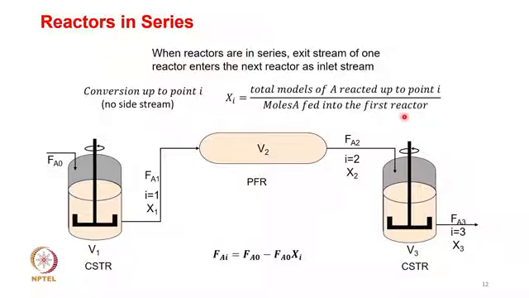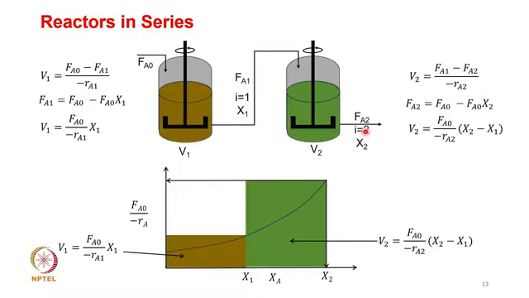At every point, you may write FAi is equal to FA0 minus FA0 times Xi. Looking at this particular equation, at any point FAi would be defined as FA0 minus FA0 times Xi, where Xi is defined by this particular relation. So, now let us look at 2-3 combinations.